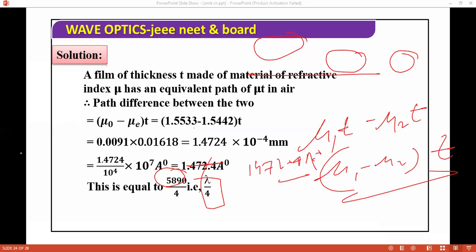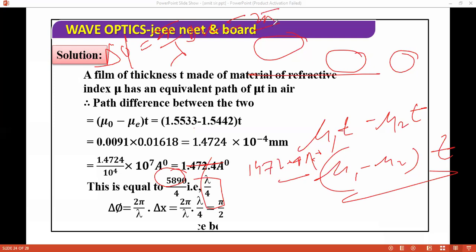This question is talking about phase difference. From here you can find out the phase difference. Delta phi, the phase difference, is 2 pi by lambda into delta x. Delta x is given as lambda by 4. From here, lambda cancels out, so this will be 2 pi by 4, which is pi by 2.